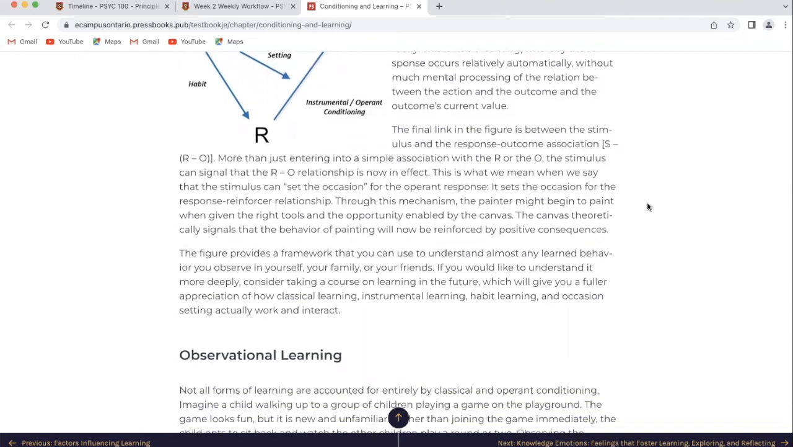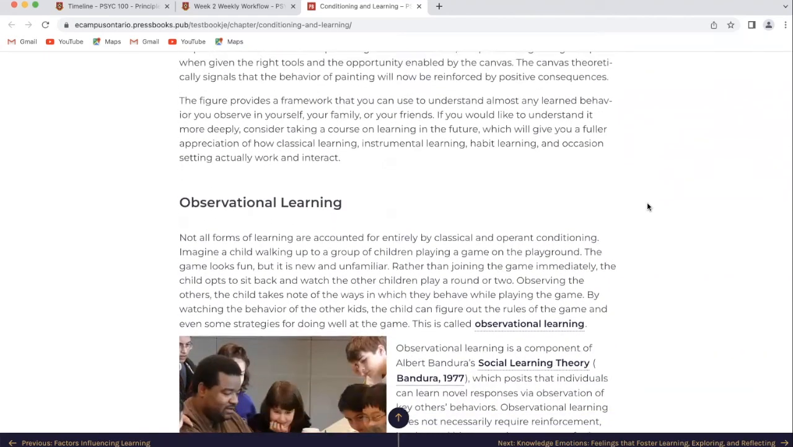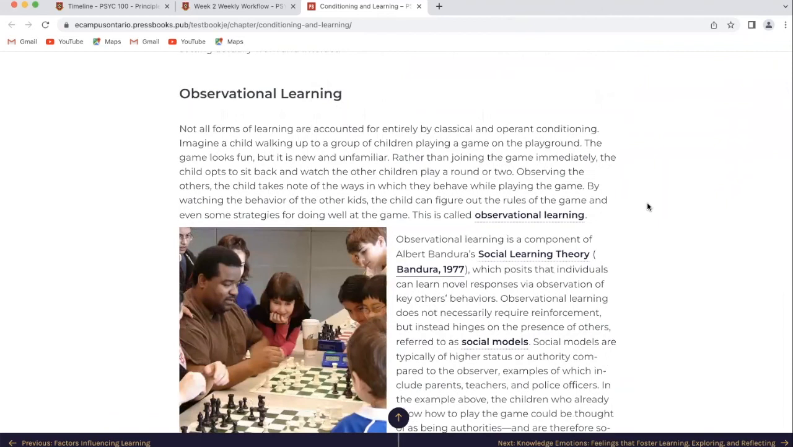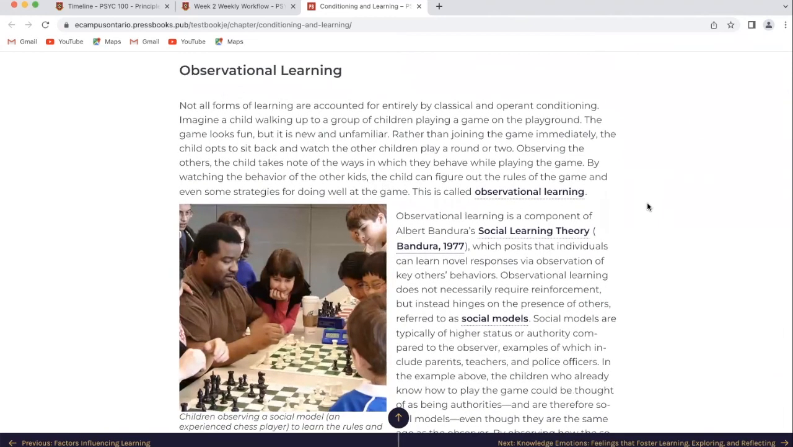Observational learning. Not all forms of learning are accounted for entirely by classical and operant conditioning. Imagine a child walking up to a group of children playing a game on the playground. The game looks fun, but it is new and unfamiliar. Rather than joining the game immediately, the child opts to sit back and watch the other children play a round or two. Observing the others, the child takes note of the ways in which they behave while playing the game.